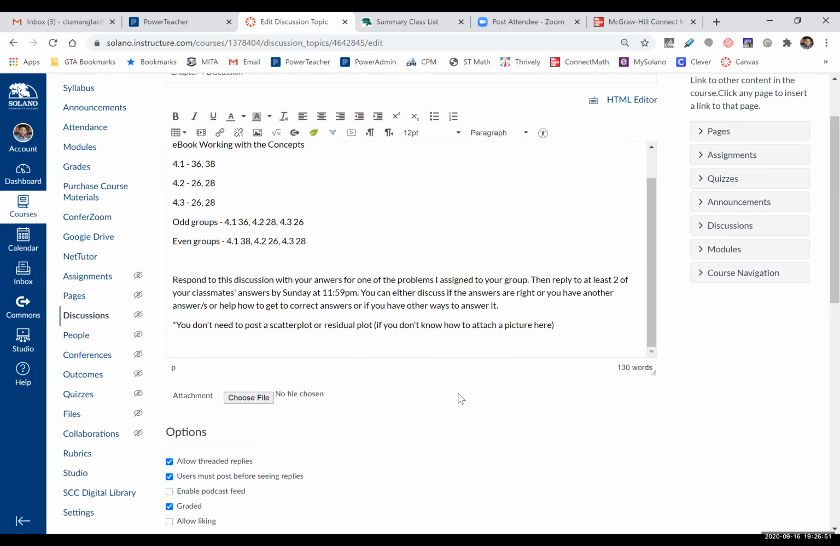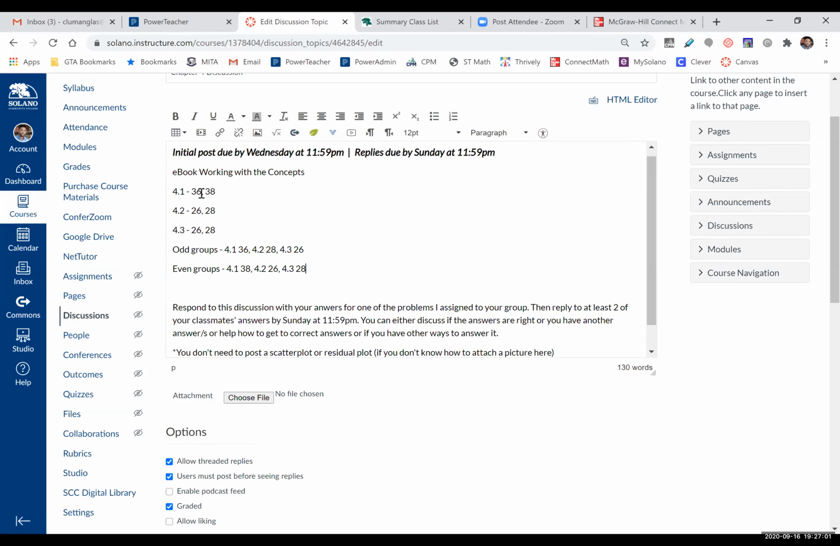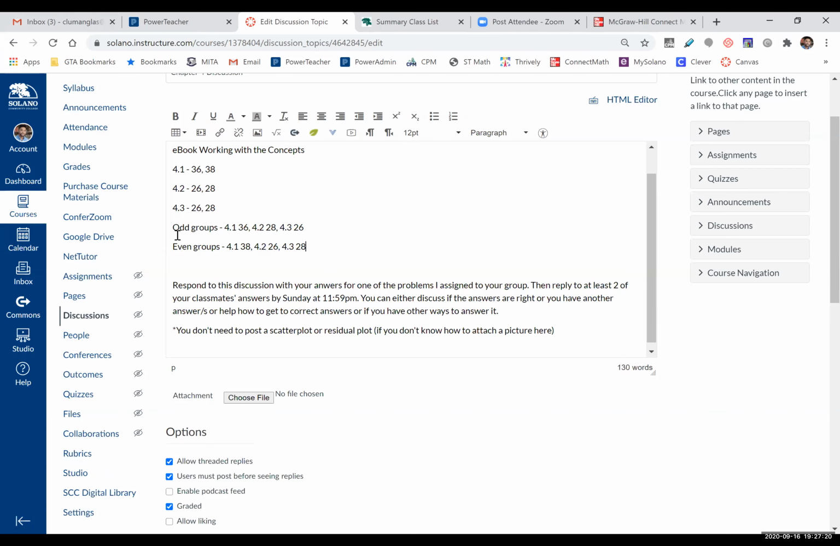So what we're going to do is I'm going to explain for the remaining minutes, then send you to breakout rooms and try your best to answer. You choose with your team one problem for each of 4.1, 4.2, and 4.3. There's one problem assigned for each section. This is a review for your quiz on Monday. So breakout room, if it's an odd number, you answer these problems. If it's an even number, you answer these problems.